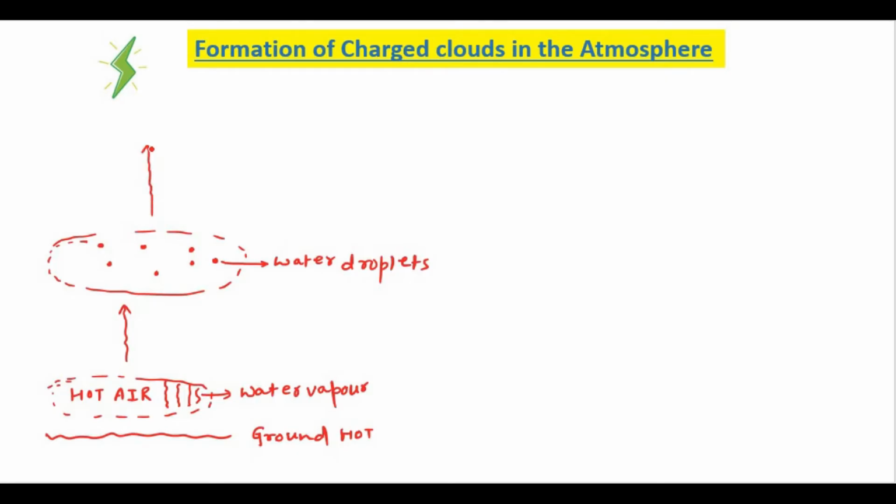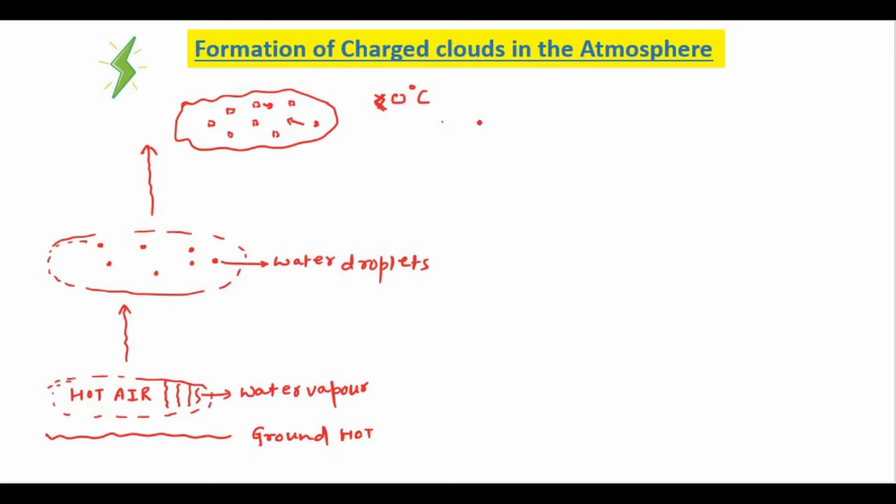The cloud keeps on moving up, and finally a time comes when the temperature of the cloud drops even below 0 degrees Celsius. Then we see that the water droplets which are present inside convert into very small, tiny pieces of ice. Very tiny particles of ice. Now these ice particles keep on colliding with one another.